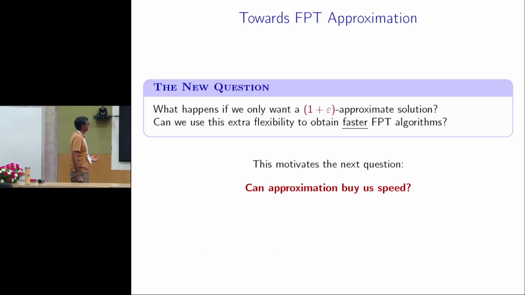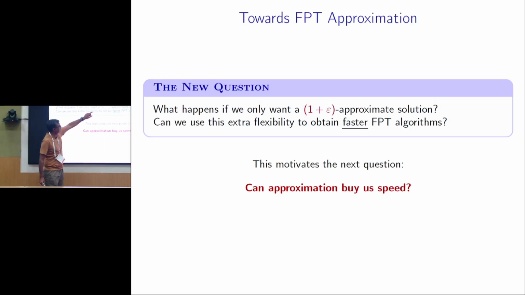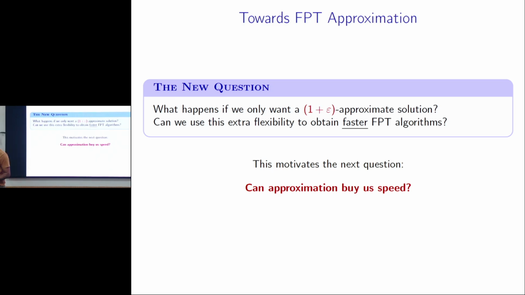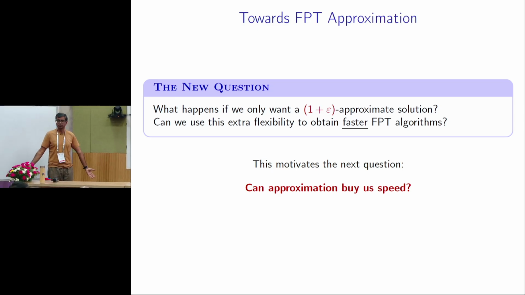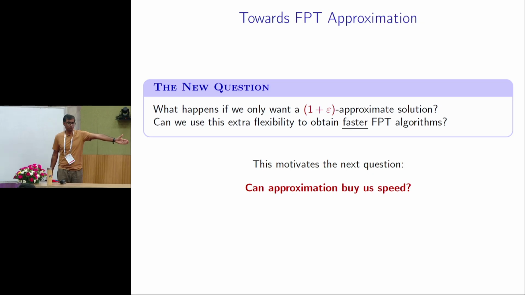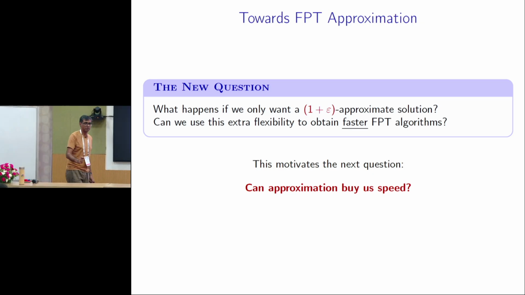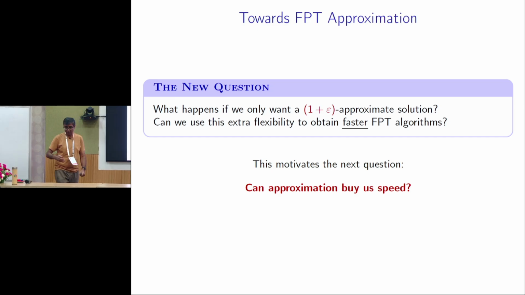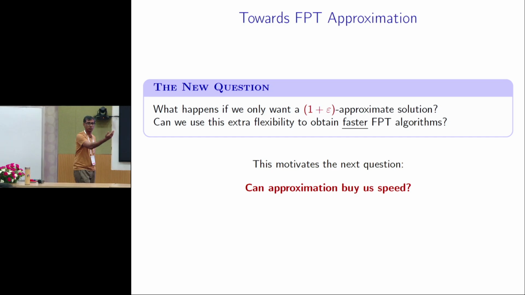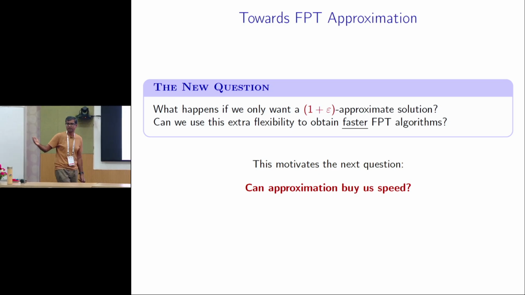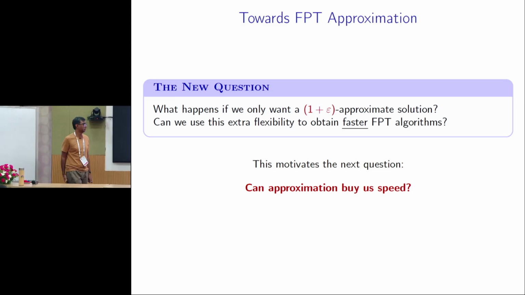So we just ask, is it possible that we can get a 1 plus epsilon approximate solution? And I'm happy to run an FPT algorithm, but you should beat this 1.25. So if I'm allowing you a 1.1 approximation, maybe you should be at 1.2. But if I'm allowing you 1.75, the running time should be different from 1 or 1.1 or 1.5 or 1.7. How do we do this? Can approximation buy us speed?